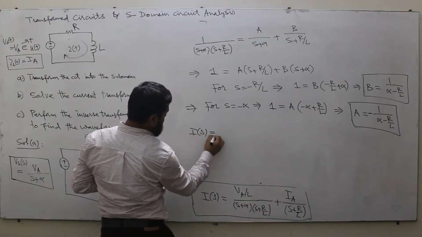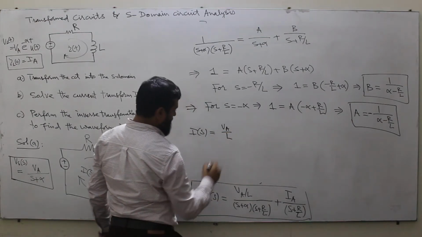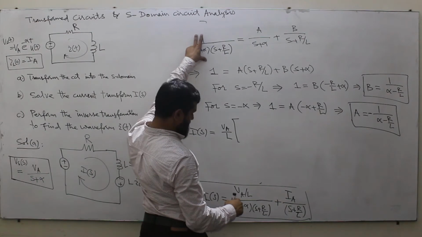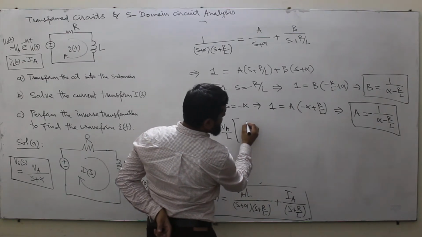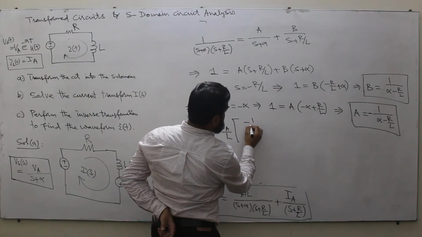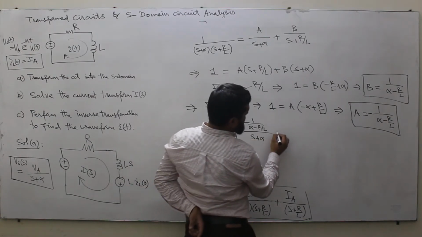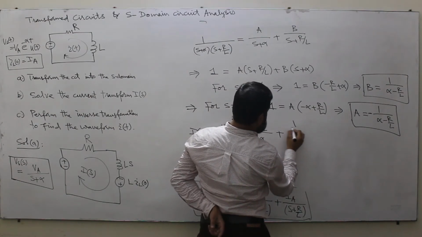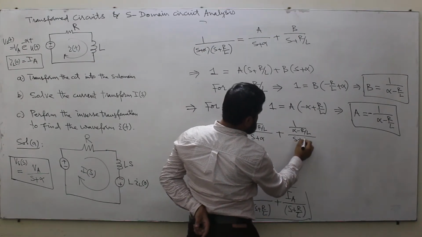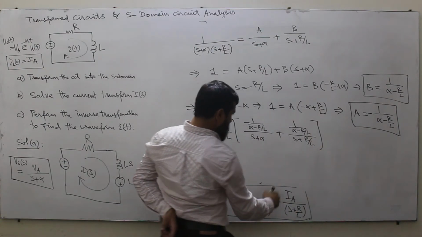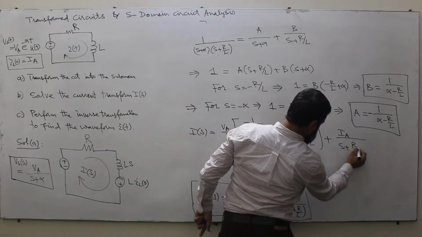I of S is equal to VA over L, and for the rest of this we can write A, that A is replaced with minus 1 over alpha minus R over L divided by S plus alpha, and plus B is equal to 1 over alpha minus R over L divided by S plus R over L, and the second part is IA divided by S plus R over L.